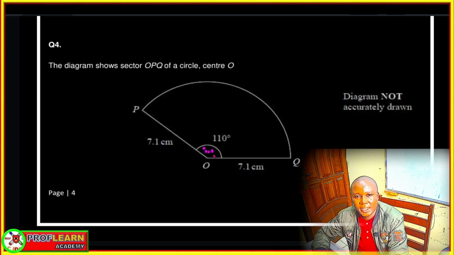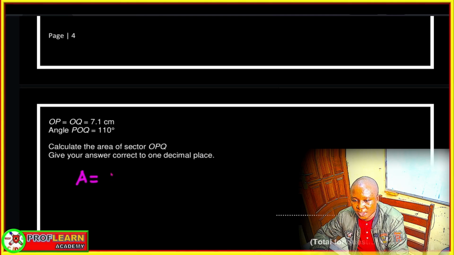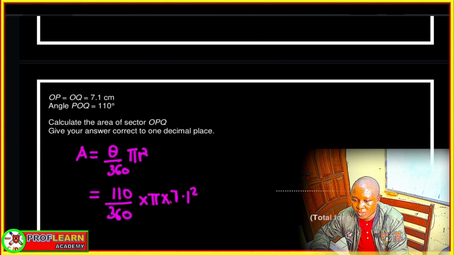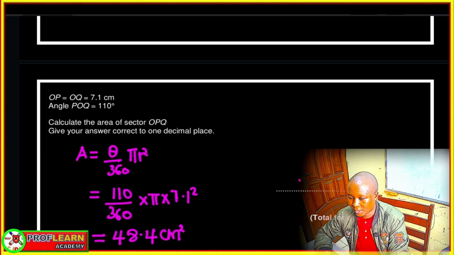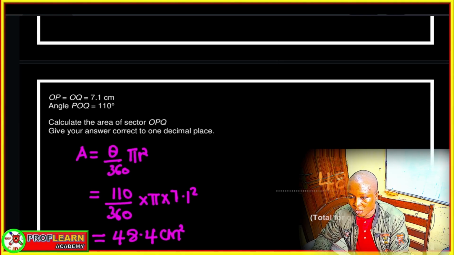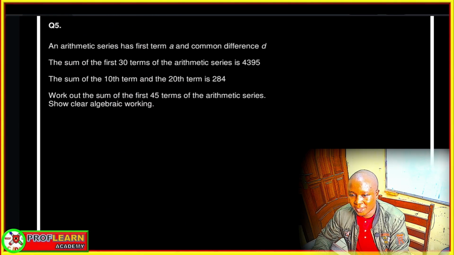We're moving to question 4, and here we are talking about area of a sector. Whenever you're finding the area of a sector, you use the formula theta over 360 pi r squared. Our theta is 110 over 360, and the radius was 7.1. So we square that. If you work it out, what do you get? 48.4, correct to 1 decimal place. So when you are doing this exam, remember to check the accuracy to which the answer is expected to be left. If a question tells you one decimal place, please stick to that.